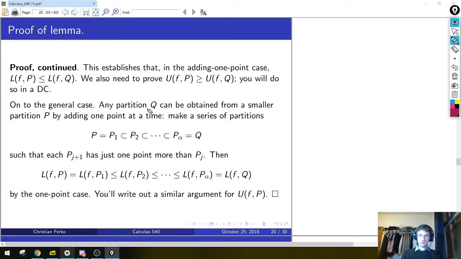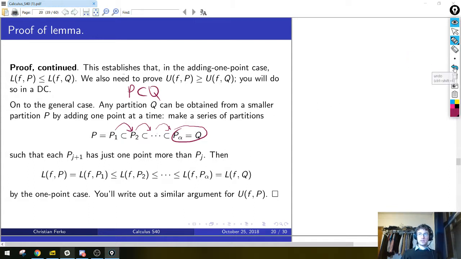But okay, what's the last step for the lowercase, which I will do? Suppose Q is any, again, refinement or finer partition compared to P. Then all we do is add one point at a time. So you make a series of partitions. You start with P, which I will also call P sub 1. Then you have another partition P sub 2, where you just add one of the extra points that's in Q. Then P sub 3, and P sub 4, maybe up to P sub alpha, where alpha is the number of points you need to add. And once you've added all the points, that's Q.